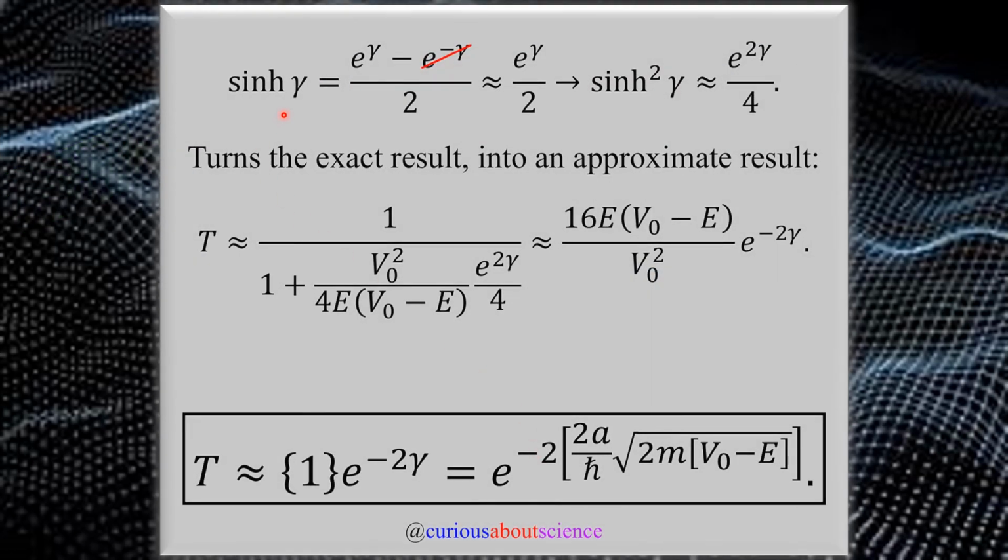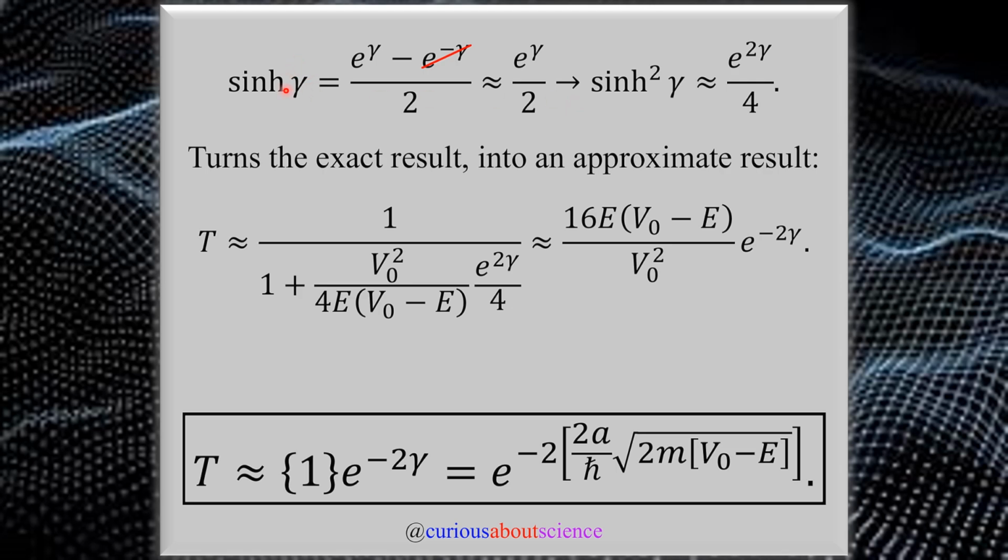So since sinh of gamma is defined as e to the gamma minus e to the negative gamma over 2, remember in here that gamma has to be very large. So if gamma is very large, this e to the negative gamma goes away. That's what we're after. And so this simplifies down to e to the gamma over 2. And if we square that for what we have inside, we're good to go.